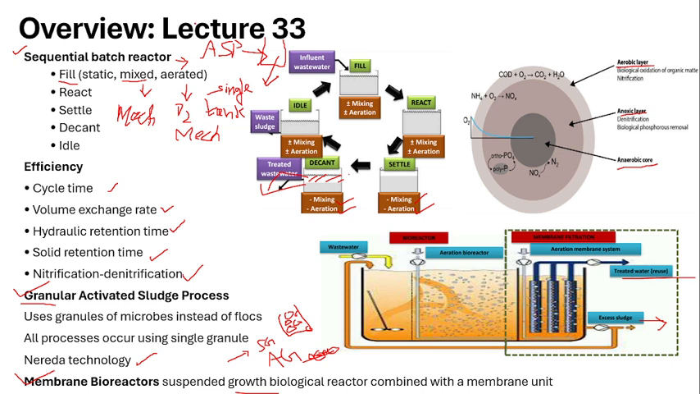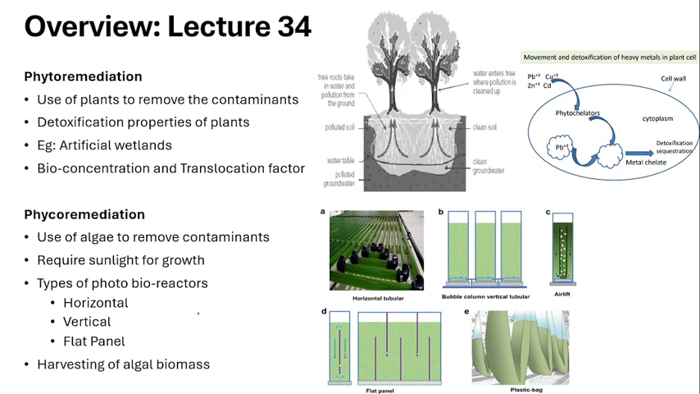Now we have seen different methods in the secondary treatment, and some other methods given in lecture 34 are phytoremediation and phycoremediation. As the name indicates, both are remediation systems. They remove unwanted substances, contaminants or pollutants, from some region. Here it is the water, right? From the water, they remove the contaminants by using some external sources.